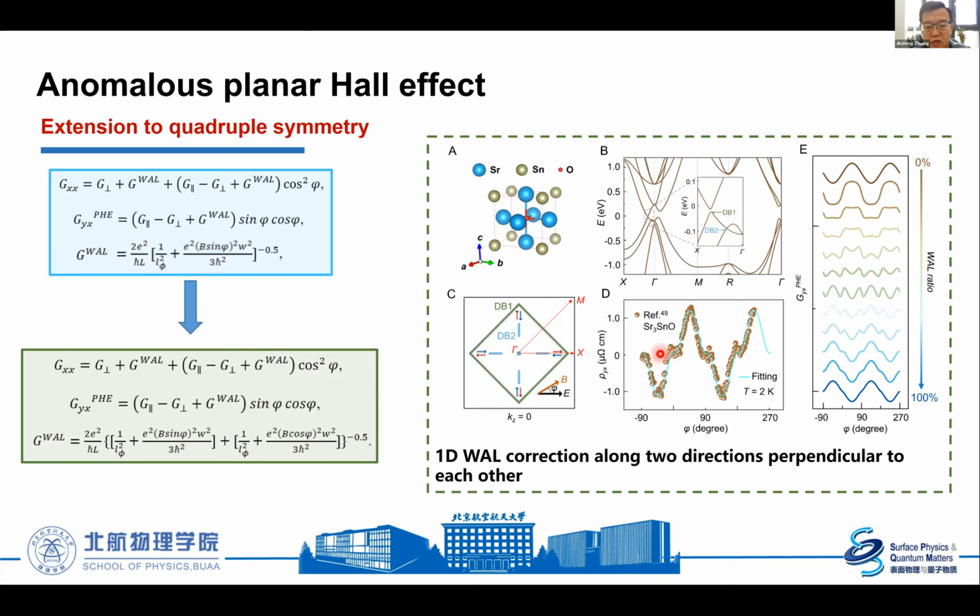For example, the SrSnO system, which possesses the quadruple symmetry spin polarized band structure near the Fermi surface. In this case, the formula should be revised as this, where sine phi and cosine phi need to be considered. Using this revised formula, we do the fitting. We see that the curves of this material could be fitted well. So we extend our theory to other symmetry with spin polarized structure. The principle is that the quadruple symmetry could be regarded as two one-dimensional spin polarized structures with directions perpendicular to each other.